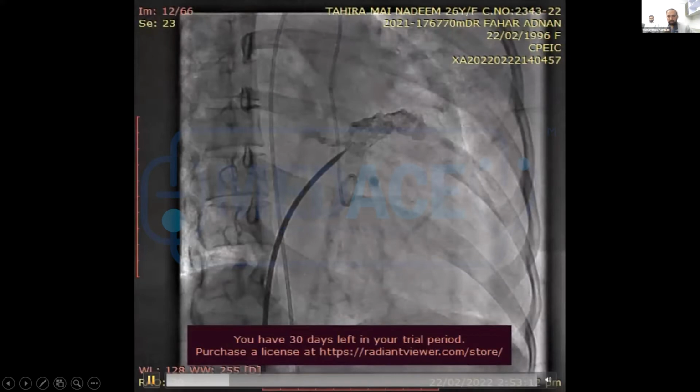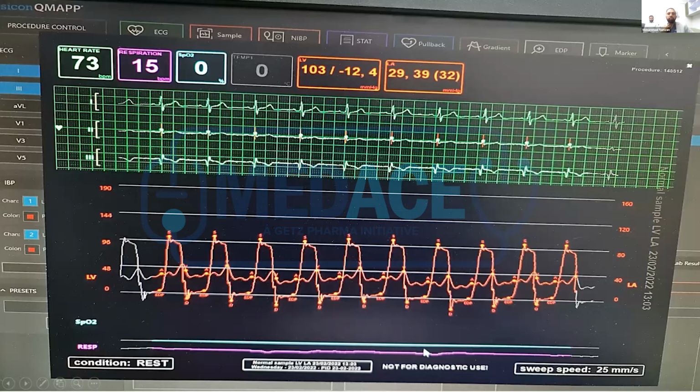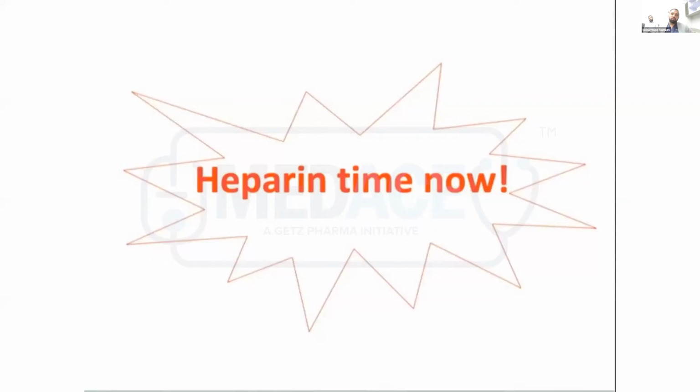Then after puncturing the left atrium, we took the pressures of the left atrium and the left ventricle with the help of the pigtail and the Brockenbrough simultaneously. And we can clearly see that the diastolic pressures are significantly increased, and the mean LA pressure is 32. Now, at this moment, we will give heparin to the patient, and usually our routine is 100 units per kg. We give the heparin to the patient.